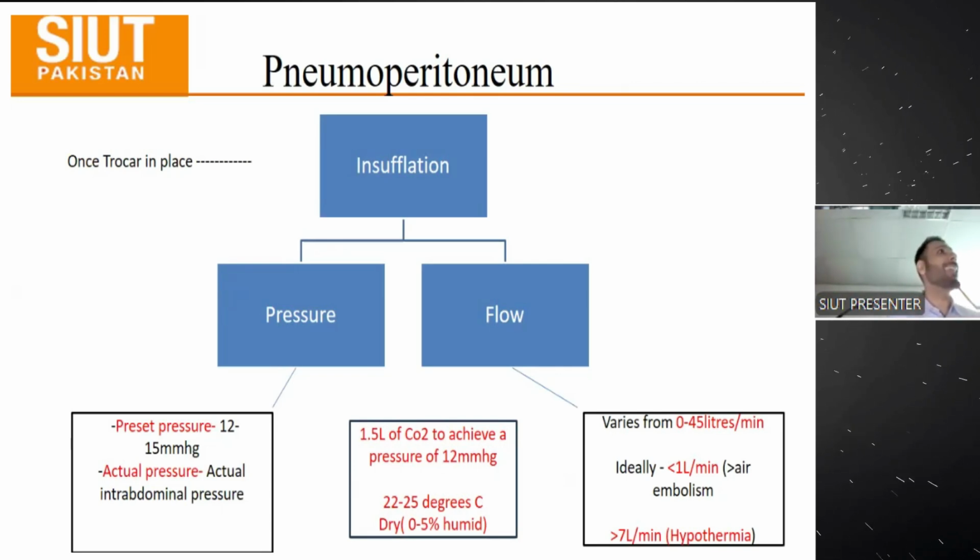It should ideally be less than 1 liter per minute, because more than that, you risk the patient undergoing an air embolism. And the other thing that can happen is if it is more than 7 liters per minute, the patient can have hypothermia. And you ask why? Because carbon dioxide is the gas that we are mostly using, and the carbon dioxide is delivered very cold. But the one that we use over here is at room temperature in order to avoid the hypothermic reaction. So about 1.5 liters of carbon dioxide is needed to achieve a pressure of 12 millimeters Hg.